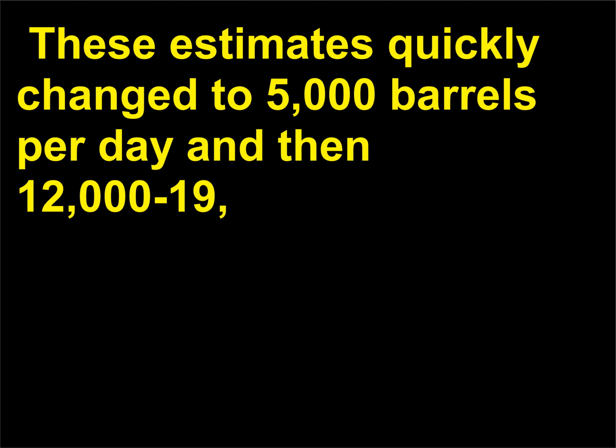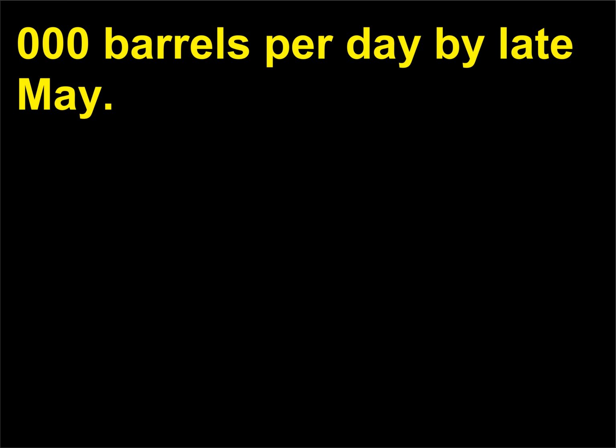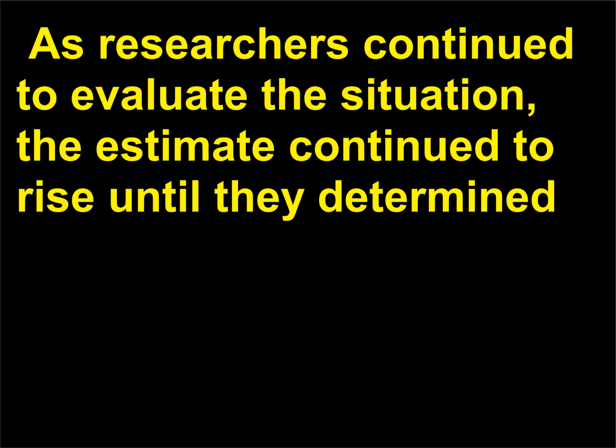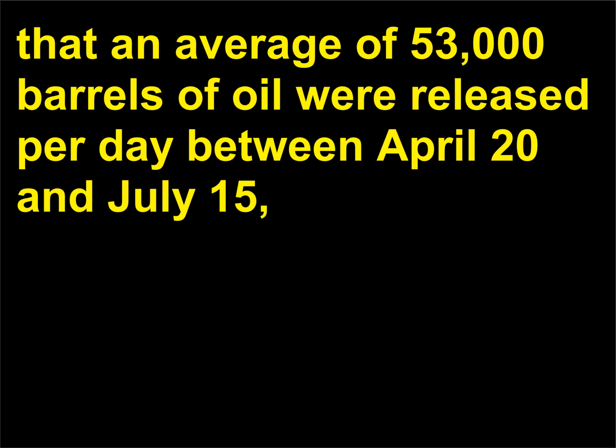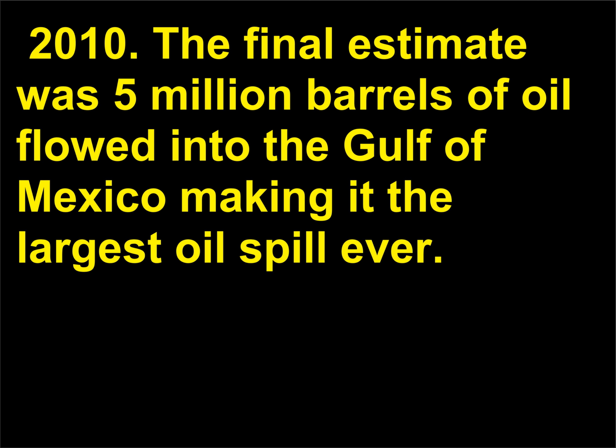These estimates quickly changed to 5,000 barrels per day and then 12,000 to 19,000 barrels per day by late May. As researchers continued to evaluate the situation, the estimate continued to rise until they determined that an average of 53,000 barrels of oil were released per day between April 20th and July 15th, 2010. The final estimate was 5 million barrels of oil flowed into the Gulf of Mexico, making it the largest oil spill ever.